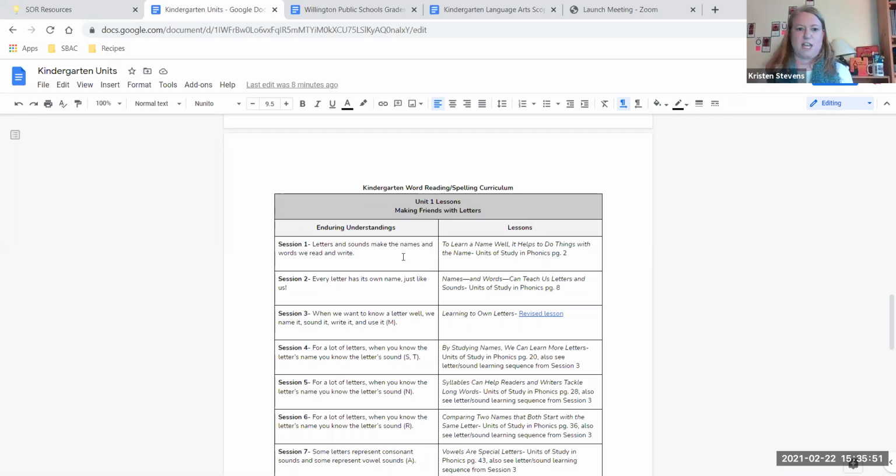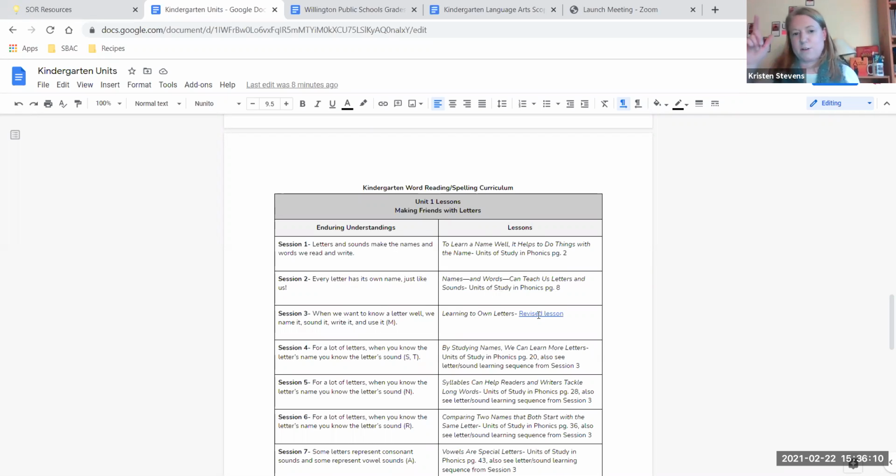So they're learning about names, and they have to know that there's letters and there's sounds and names, and that's how they're going to start learning letters and sounds. So then it tells you just to go to page 2, Units of Study in Phonics, page 2. Session 2, you go to Units of Study in Phonics, page 8. And then session 3 is where I have a revised lesson.